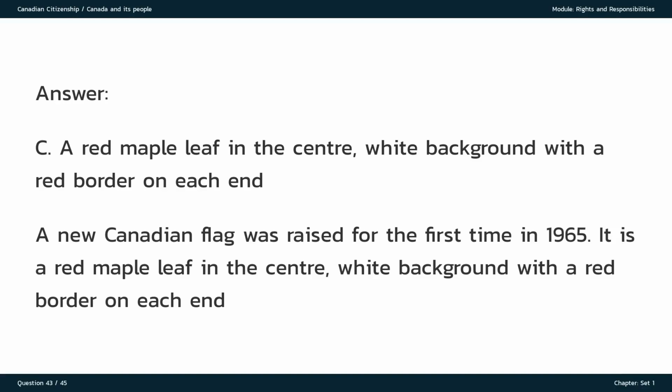A new Canadian flag was raised for the first time in 1965. It is a red maple leaf in the center, white background with a red border on each end.